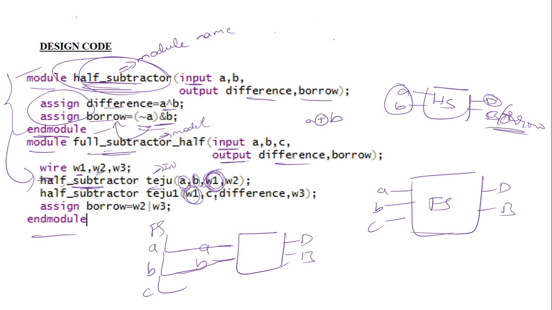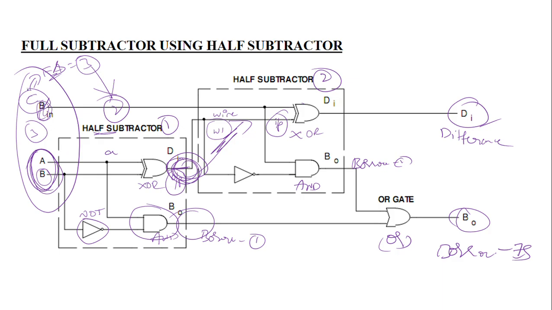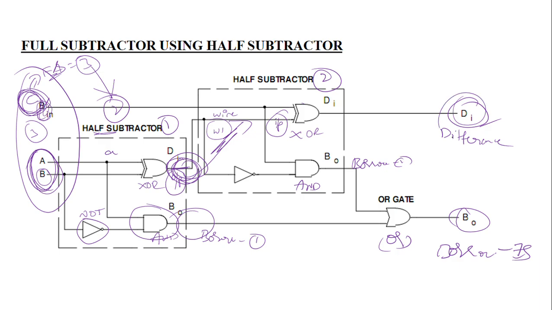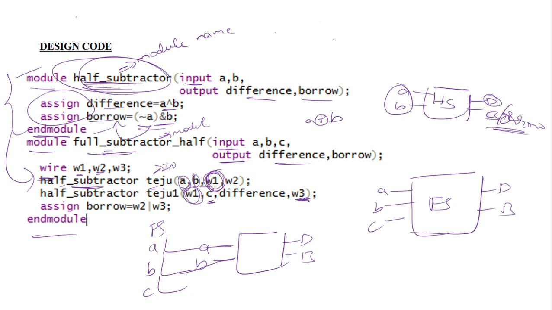So again C. Now what are you going to do? Another input is nothing but our C, so simply write C. So what do you get as output? You get the difference, and another thing is the some value, but it is not our final value. So again you make it a wire data type.